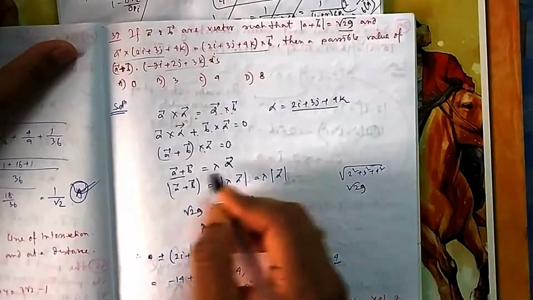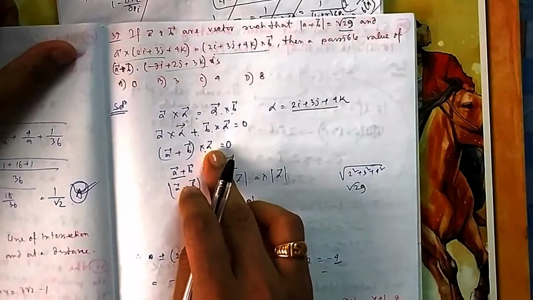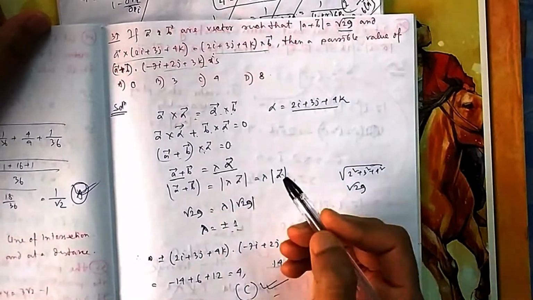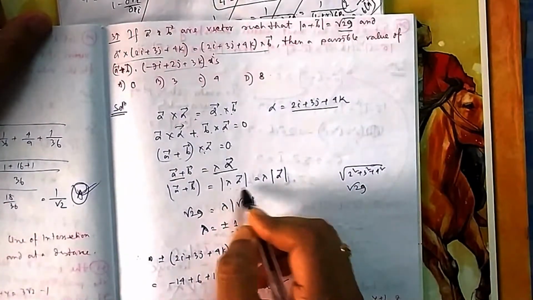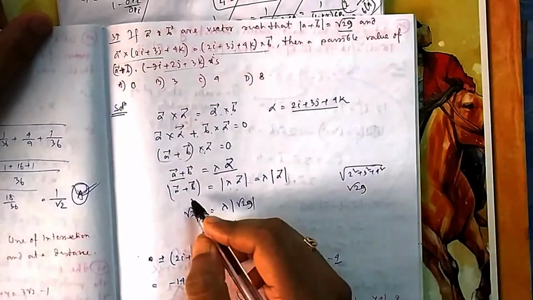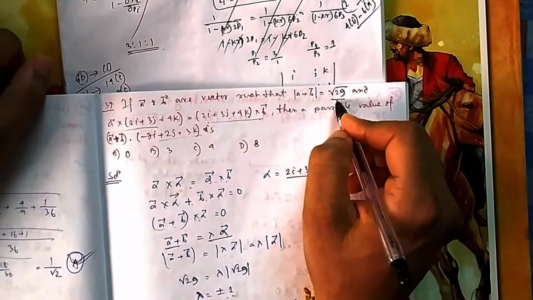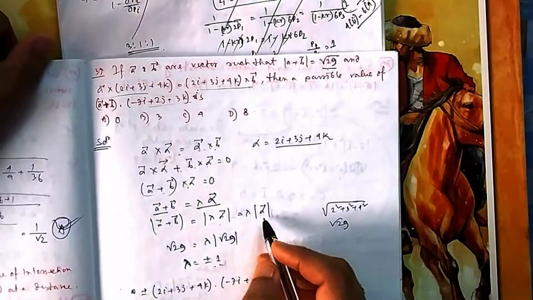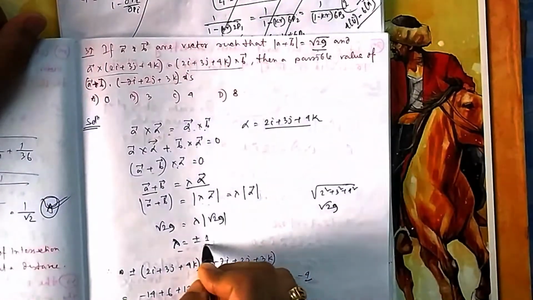That means A plus B is collinear with alpha. They are parallel, that's why their cross is 0. So that can be written as lambda into alpha. So the magnitude of A plus B is equal to the magnitude of lambda alpha. What is the magnitude of A plus B? They have directly given root 29. So that's why I am going for this one. And alpha, you know the direct magnitude. So from here you can get your lambda.